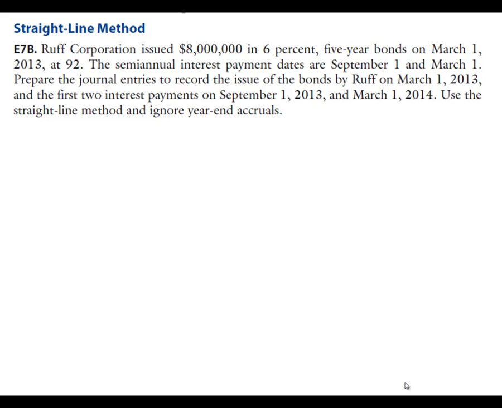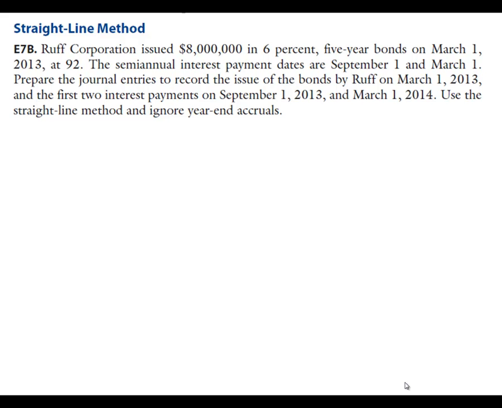So the $8 million is our bond issue amount. The 6% is our face rate, the amount that will be used to calculate interest, and they are 5-year bonds at 92. So that 92 tells us they're going to be issued at a discount because it's below par, it's below 100. So we're basically issuing them at 92% of their face value.